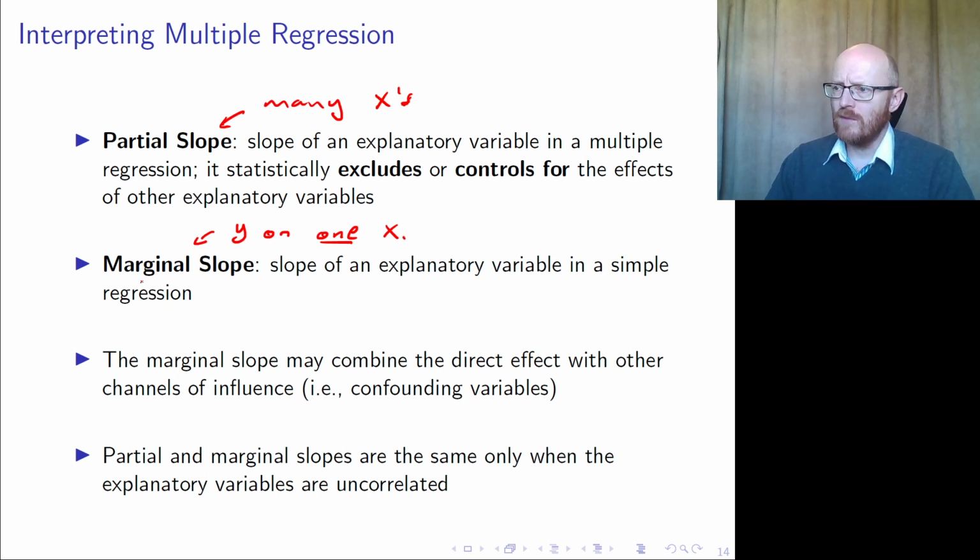So the marginal slope often contains the mixed effect of omitted variables, like lurking variables. So yeah, the partial slope and the marginal slope are only equal if there is a zero correlation between the x's, okay, the x variables.